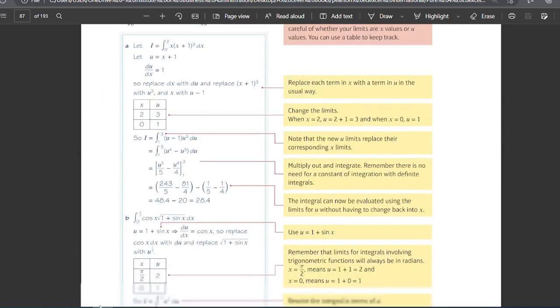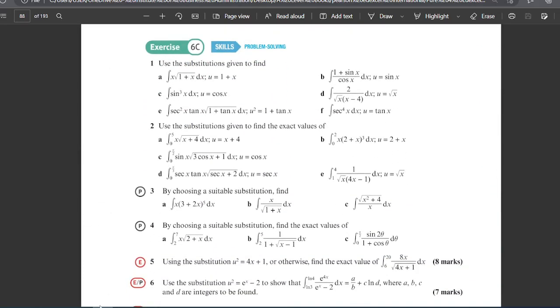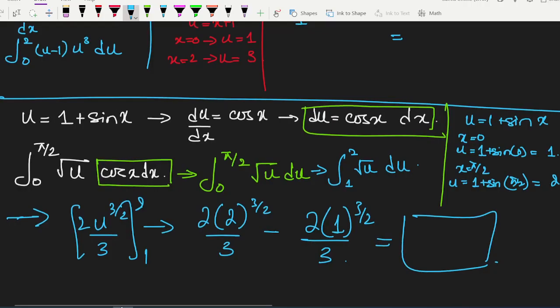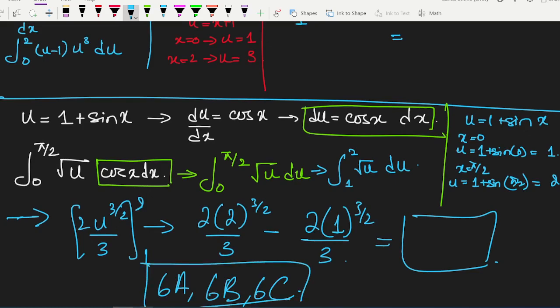I hope you get the general idea of what we have to do in u-substitution. Now you have to do exercise 6C. So as homework you have 3 things to do: 6A, 6B, and 6C. Okay, take care.